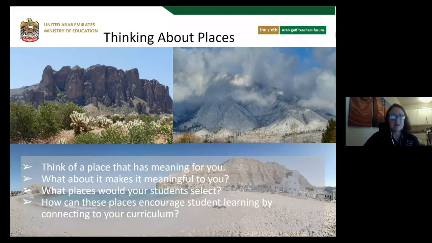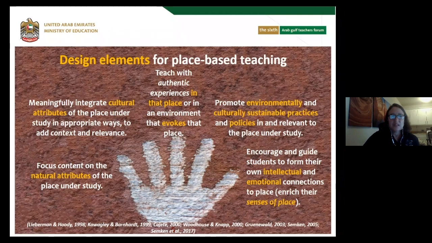In this next slide that's going to pop up, there it is, thank you. We're going to take a look at some of the work of Dr. Steve Sumkin, who's at Arizona State University. His work on place-based teaching describes the 5 design elements of a place-based teaching project. So we're going to start here on the left bottom corner and just note that one of those 5 design elements is that we're focusing the content on the natural attributes of that place under study. So the place that you thought of as your meaningful place, or a place that your students might pick, what are the natural attributes of that particular place?